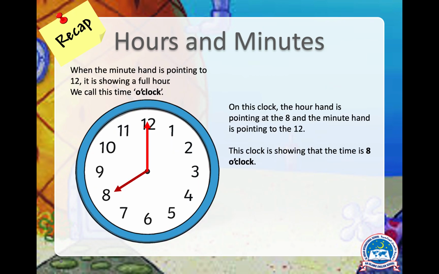When the minute hand is pointing to the 12, it's showing a full hour, and we call this o'clock. On this clock, the hour hand is pointing at the 8 and the minute hand is pointing at the 12. This clock is showing that the time is 8 o'clock.